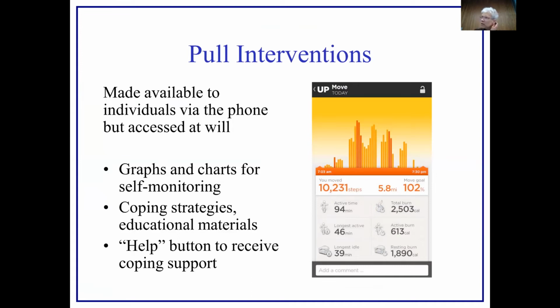I'm going to return to pushes as we go through, but I just want to make sure we're all on the same page. So here's an example of a pull. You just go to the phone, you open the app, you can self-monitor, see how many steps you had. You might be able to get some coping strategies. Say if you're struggling with alcoholism, you might have some coping strategies to manage craving and stress. Often there is a help button in many of these interventions. The participant goes to the phone, presses the help button, and requests support.